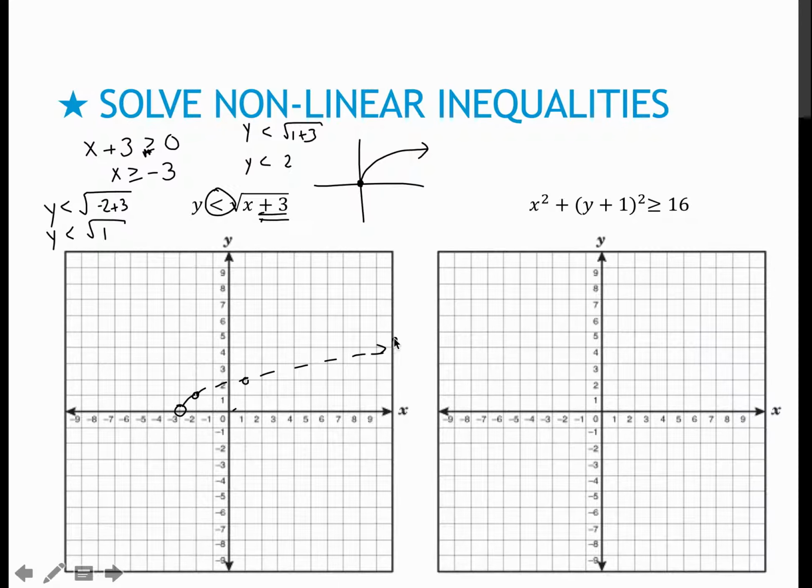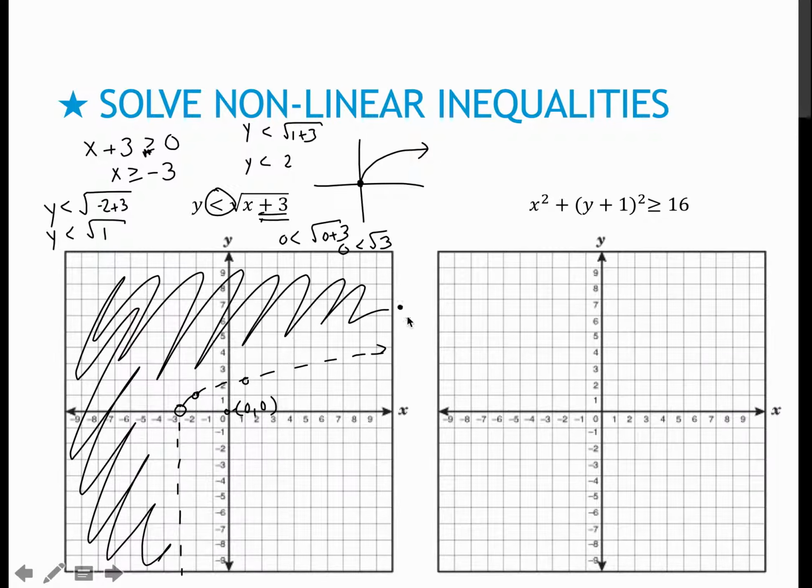And then from here, I then have to use a test point. So should I use 0, 0? I don't see why not. Plug in 0, 0 because it's not a point on my line. I get 0 is less than the square root of 0 plus 3. Is 0 less than the square root of 3? No, it's not. The square root of 3 obviously is greater than 0, which means 0, 0 should not be shaded. So we're going to draw a little dotted line down here, and it's going to be pretty much everything else that should be shaded. That's how you would shade that one.